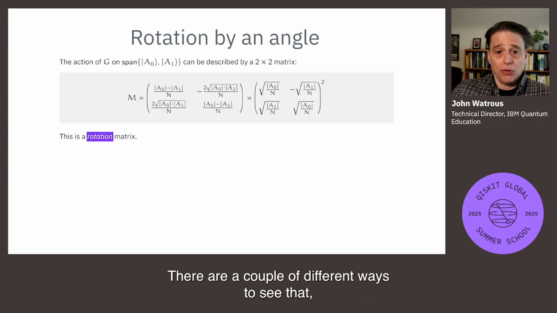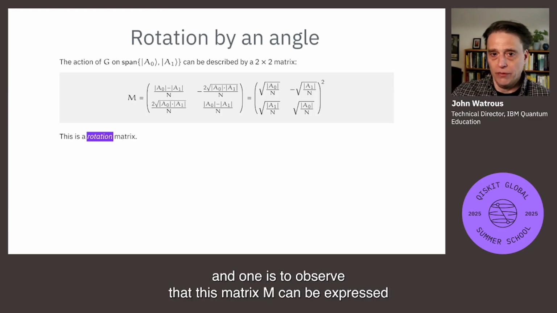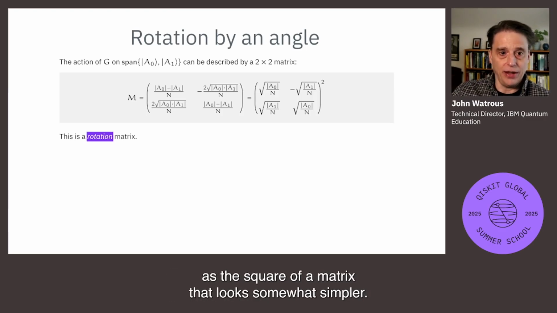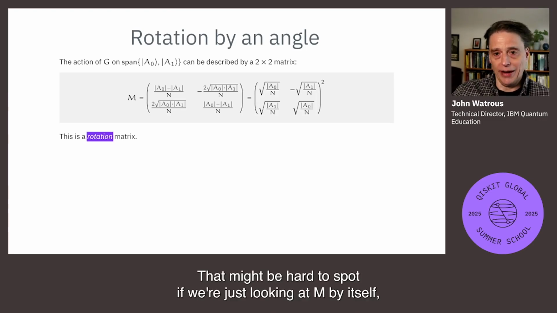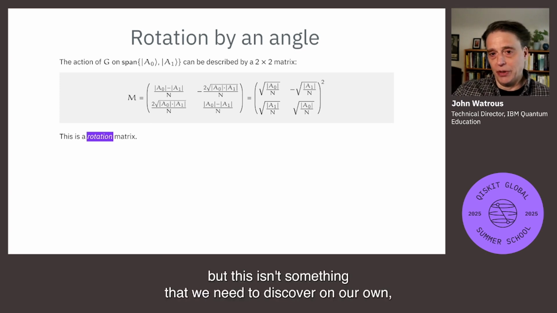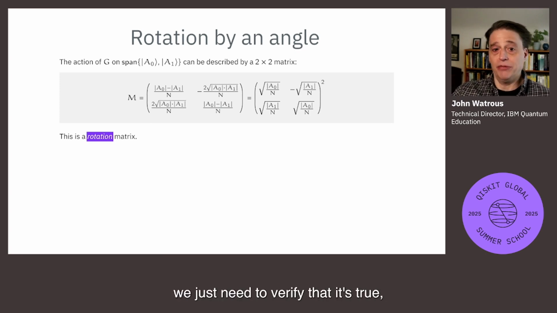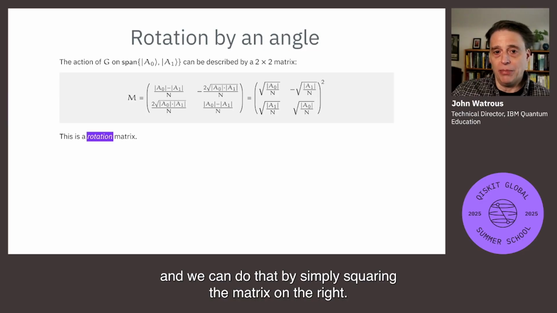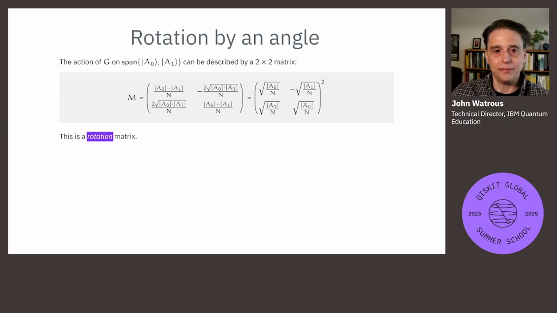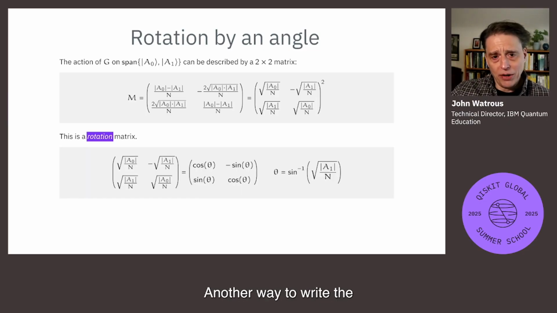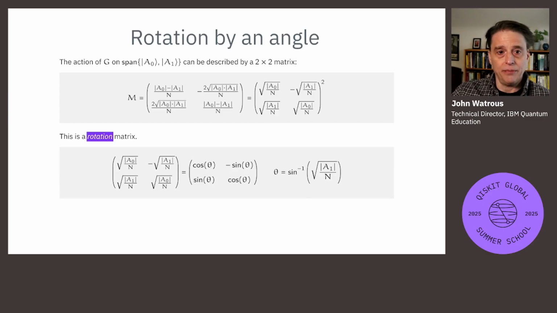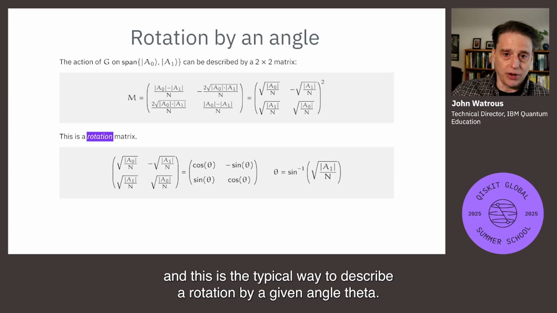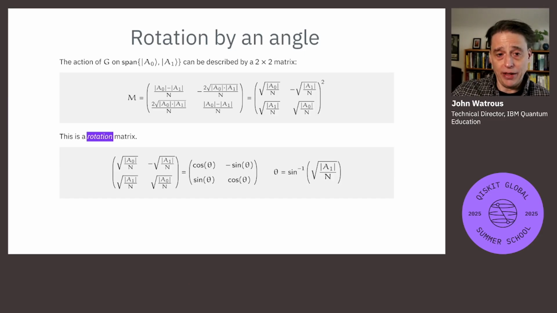meaning that its action on this two-dimensional space can be described as a rotation by some fixed angle. There are a couple of different ways to see that, and one is to observe that this matrix M can be expressed as the square of a matrix that looks somewhat simpler. That might be hard to spot if we're just looking at M by itself, but this isn't something that we need to discover on our own. We just need to verify that it's true, and we can do that by simply squaring the matrix on the right. Another way to write the matrix on the right, not including the square, is shown on the slide, and this is the typical way to describe a rotation by a given angle theta.